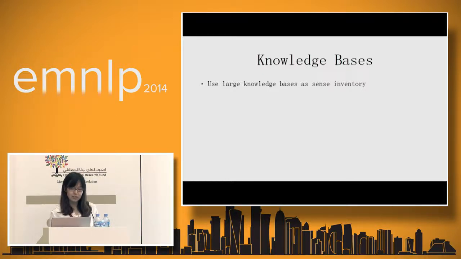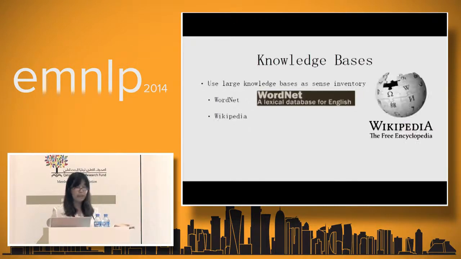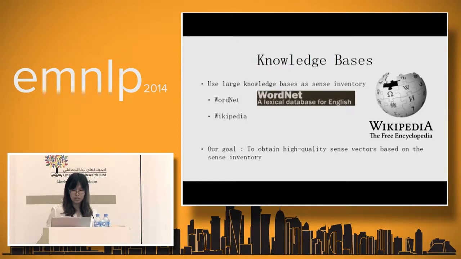In this paper, the solution is to use large knowledge bases as sense inventory. There are a lot of knowledge bases that are constructed with word senses, such as WordNet and Wikipedia. So, in this paper, their goal is to obtain high-quality sense vectors based on the sense inventory.